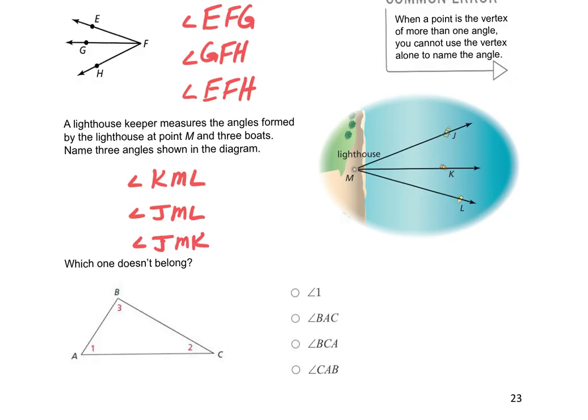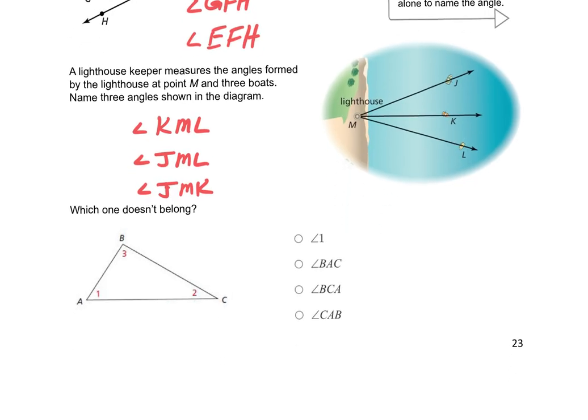And these three can be flip-flopped. The one thing that cannot be changed is M's got to be in the middle. So that's like the first one that was mentioned. We don't want to say JKL. We always got to go to the vertex. The vertex is where the angles meet at. It's the common point that those rays share. So that's the one we got to be careful of.